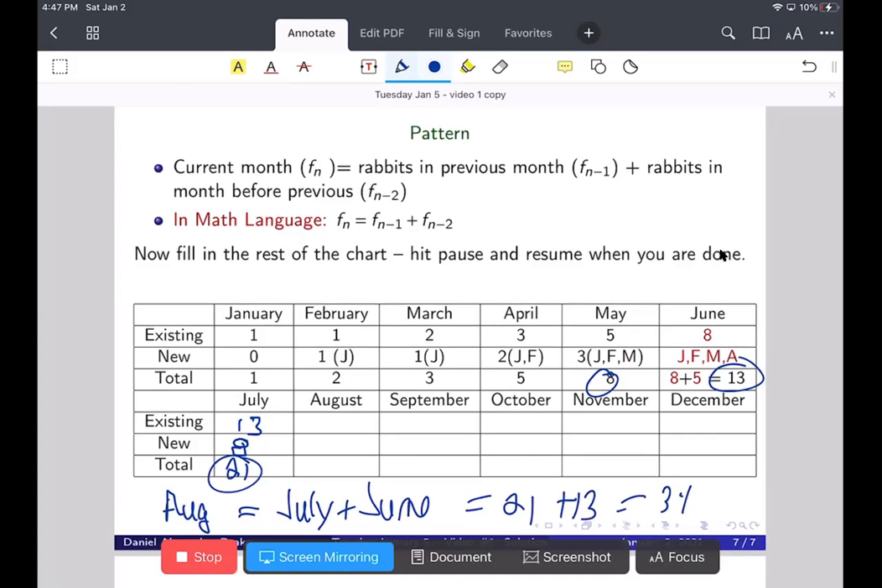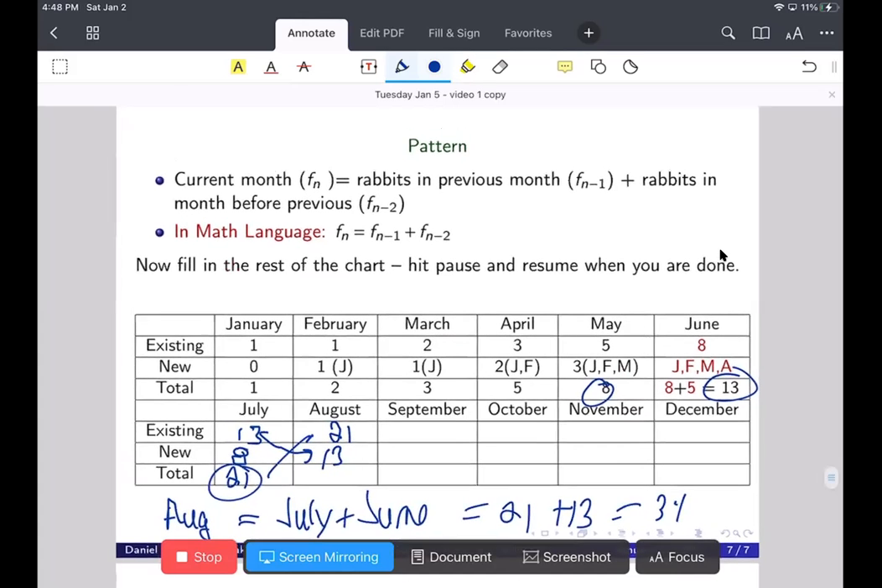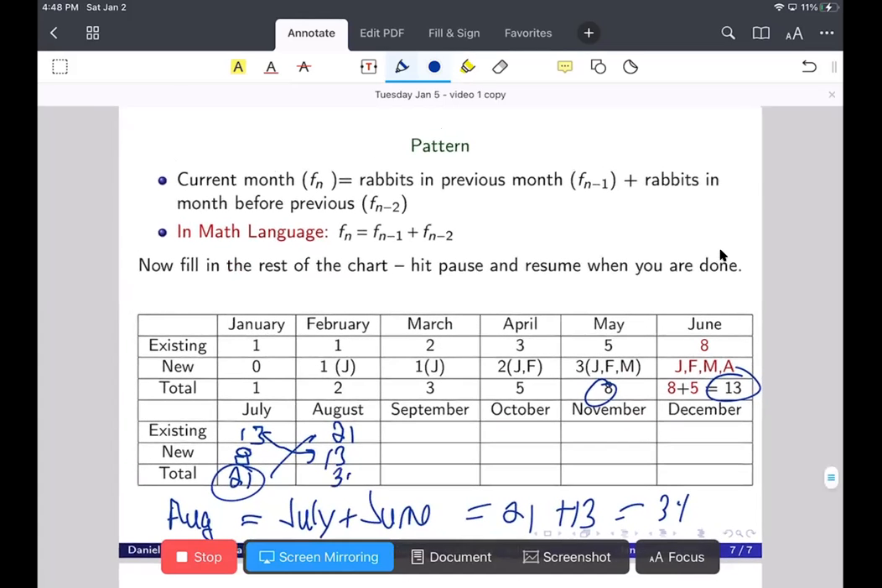So I'm just going to do this from the chart. This number is going to go up here. That's 21. Notice that that 13 gets moved up here, so we can just move that down there. And then we add those together and we get 34. Okay, September: move that one there, 34. Move this one here, 21. And we get 55.